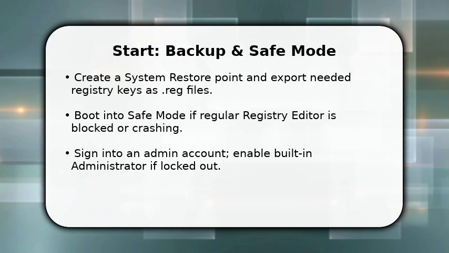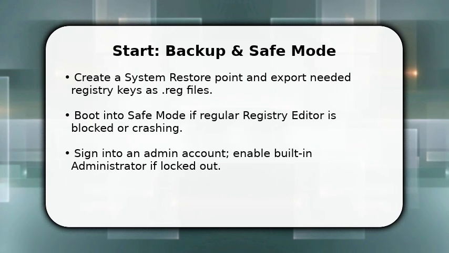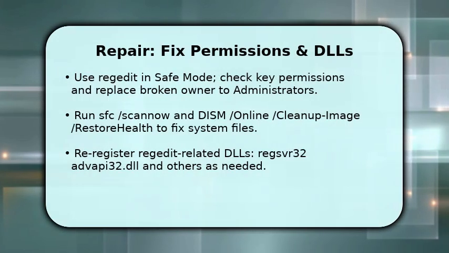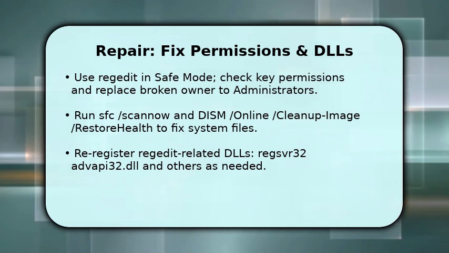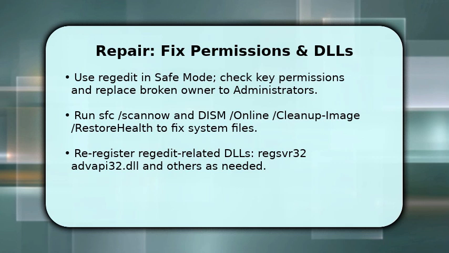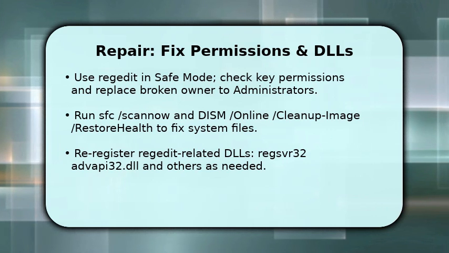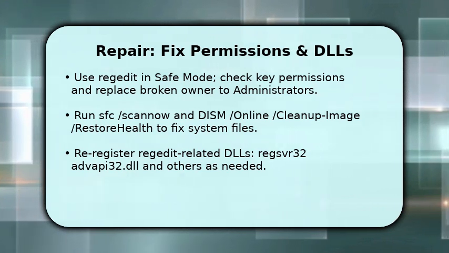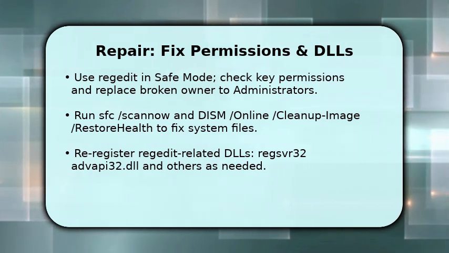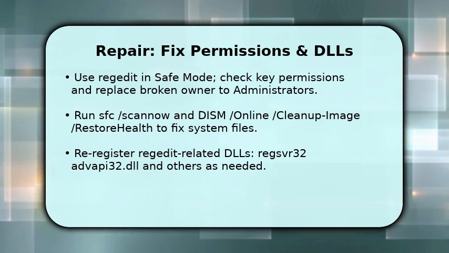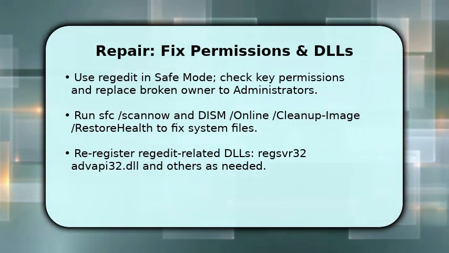You now focus on permissions and missing components. Open Regedit in safe mode and navigate to the problematic key. Right-click, select permissions, and assign ownership to administrators, giving full control so edits apply. Next, run sfc /scannow to repair corrupted system files, and follow with dism /online /cleanup-image /restorehealth to restore Windows components. This repairs DLLs that Registry Editor depends on. If Registry Editor still fails, re-register supporting DLLs with regsvr32 for advapi32 and related libraries to restore function.